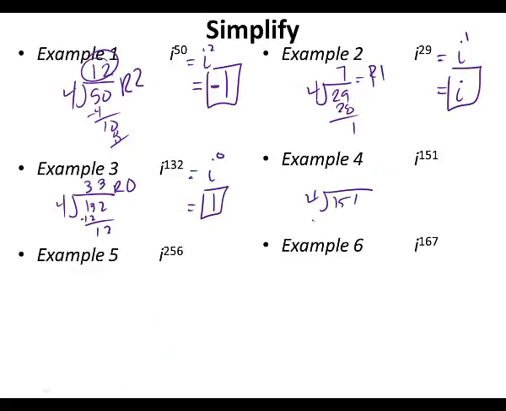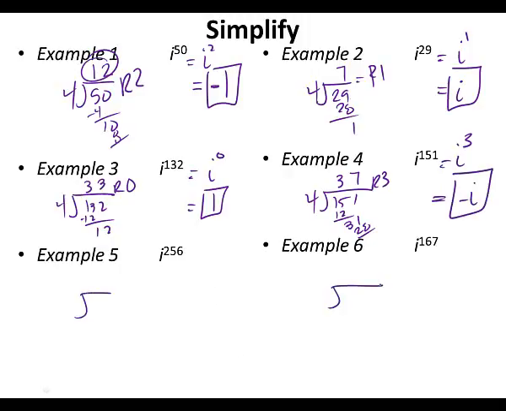So 151, how many times does 4 go into 15? 3, okay? So we've got 12, right? So 15 minus 12 is what? 3. So 31. How many times does 4 go into 31? 7 again. So what's your remainder going to be? 3, right? So this is the same as i cubed. What's the name for i cubed? Negative i. All right, I want you to try example 5 and example 6.